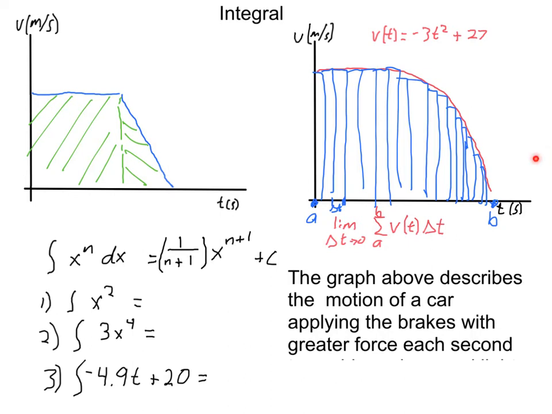Now, notice that you have a little bit of space missing here, but the more rectangles you fit in, the smaller you draw them, or the smaller delta t is, in other words, the width of these rectangles, the less space you have missing up here at the top.